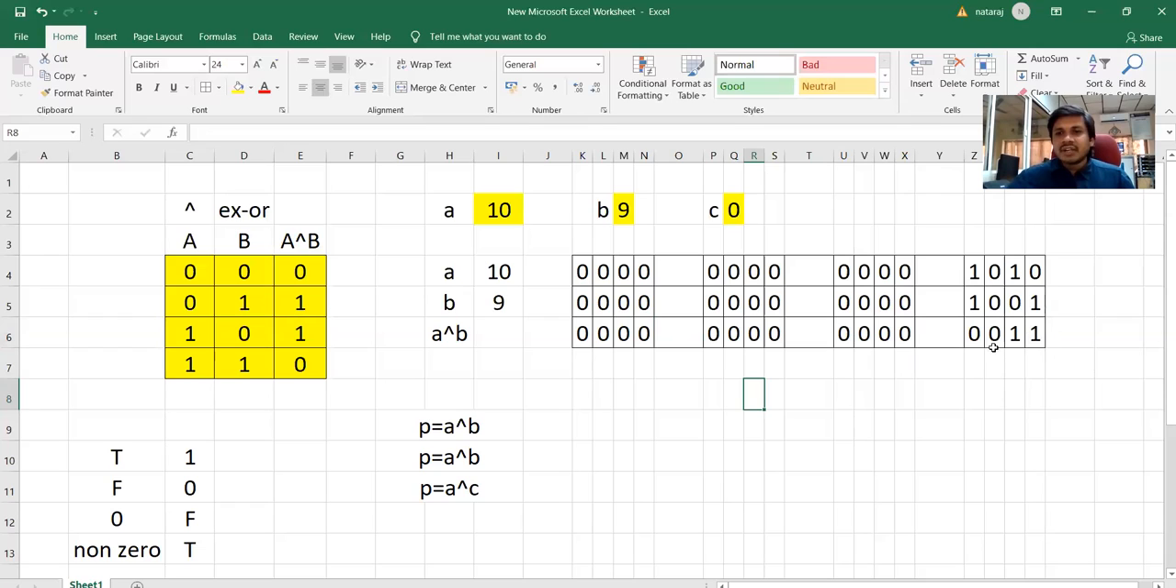Now what is this value? 0, 0, 1, 1. The value is 3. Which means P equal to A cap B, so P value is 3. And there is no logical cap operation, so nothing. So this is how the exclusive OR operator works in bitwise operators.